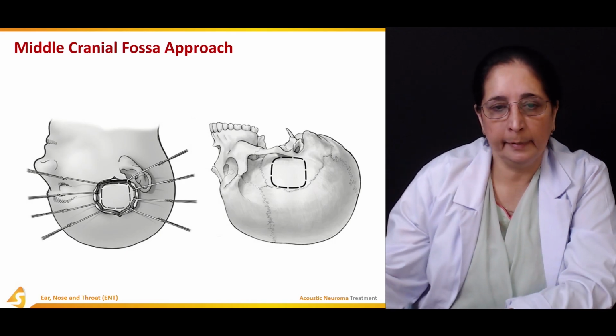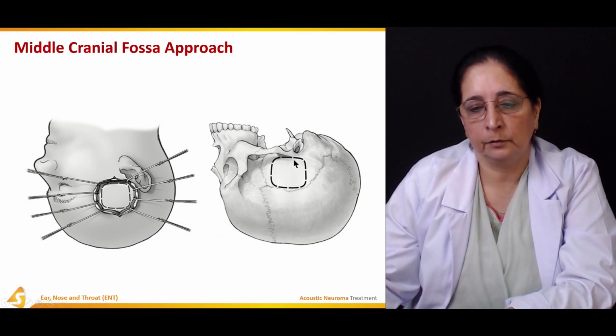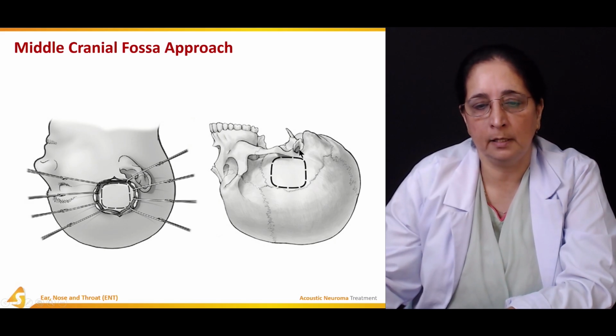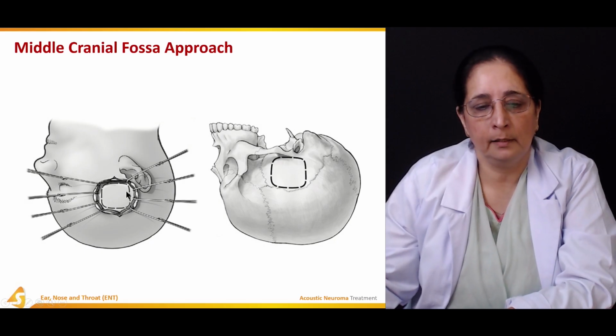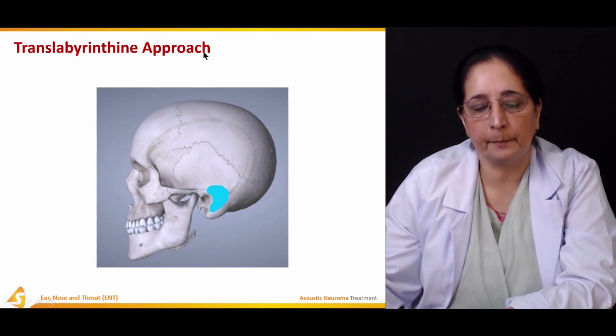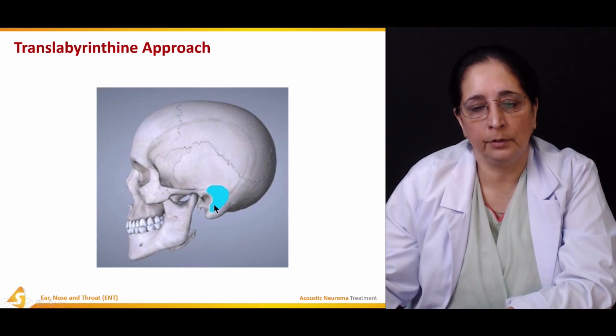If you see the middle cranial fossa approach, this is the area through which the tumor is reached, the middle cranial fossa. Just above the ear, we have the middle cranial fossa. This is the site. Then the translabyrinthine approach. This is the area which is used here, the translabyrinthine approach.